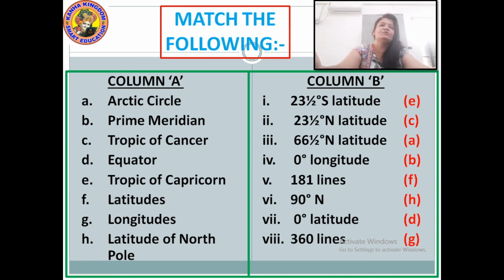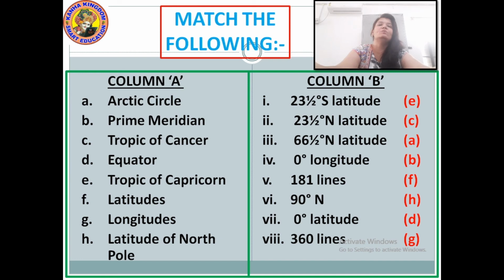Tropic of Cancer, the answer is column B, number 2, 23.5 degree N latitude. Equator, the answer is column B, number 7, that is 0 degree latitude. Now Tropic of Capricorn, the answer is column B, number 1, 23.5 degree S latitude.